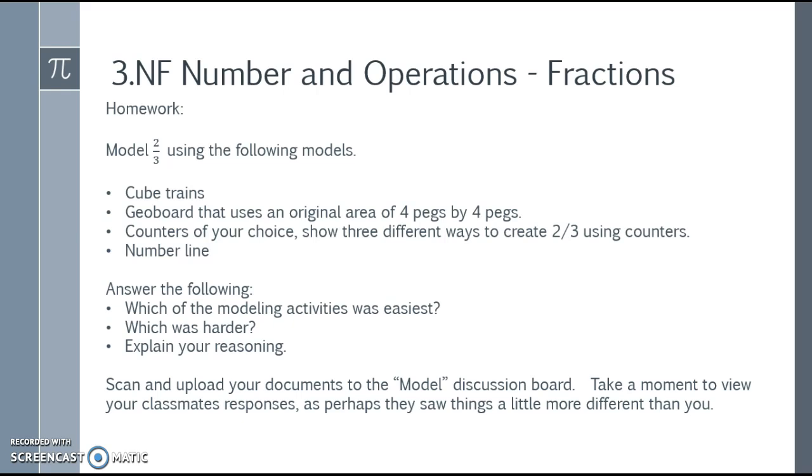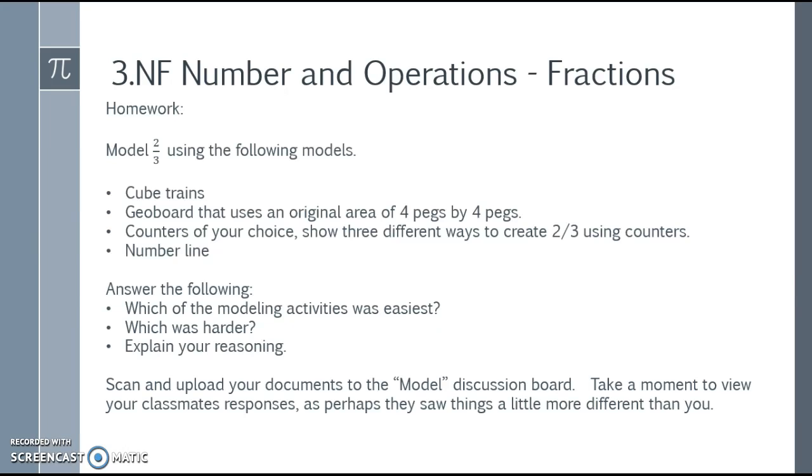For your homework, I want you to model 2/3 using the following models. Cube trains, a GeoBoard that uses an area of 4 pegs by 4 pegs. We did 5x5, so you just need to break it down to a smaller 4x4. Counters of your choice. Show 3 different ways to create 2/3 using counters, as well as a number line.